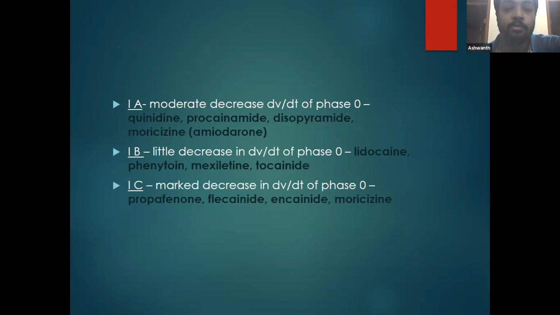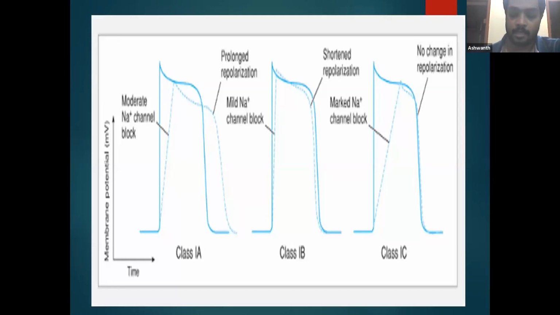Class 1A has a moderate decrease in the rate of phase 0 depolarization and includes the drugs quinidine, procainamide, disopyramide, and moricizine. Class 1B has a little decrease in the rate of phase 0 depolarization and consists of lidocaine, phenytoin, mexiletine, and tocainide. And class 1C has a marked decrease in the rate of phase 0 depolarization: propafenone, flecainide, encainide, and moricizine. So these are the class 1 drugs.